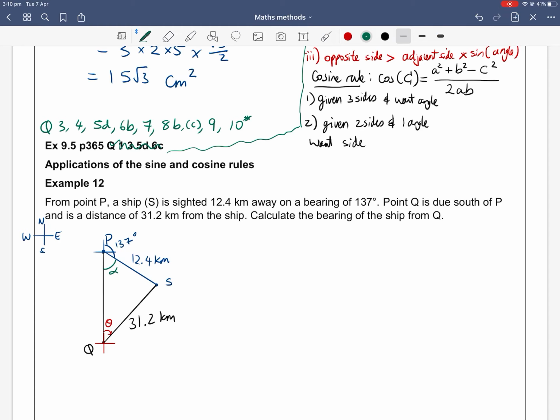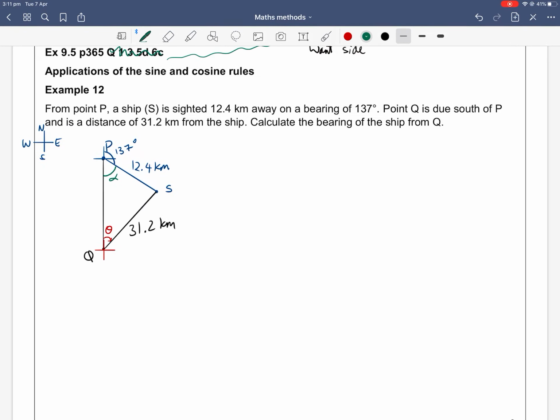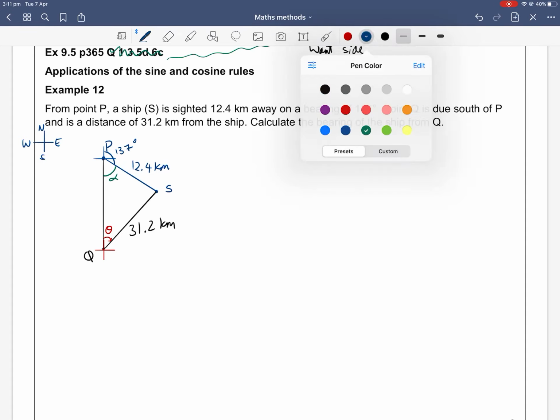The angle which is opposite to 31.2 is this green angle, which I'm going to call alpha. So if I could work out what that green alpha was, then it's opposite 31.2 kilometers, which forms a pair, which means I can use the sine rule. So how can we work out green alpha? Well, 137 and green alpha lie on the same line, so they add up to be 180 degrees because of the supplementary rule. So we can work out green alpha, and then apply the sine rule to work out what theta is, because that's the angle of interest.